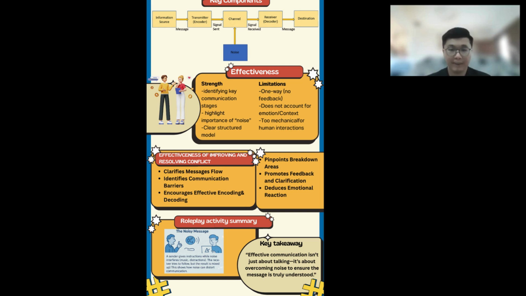Effectiveness of improving and resolving conflict. So here we go. There are 3 points for improving communication and 3 points for resolving conflict. So first and foremost, clarify message flow.